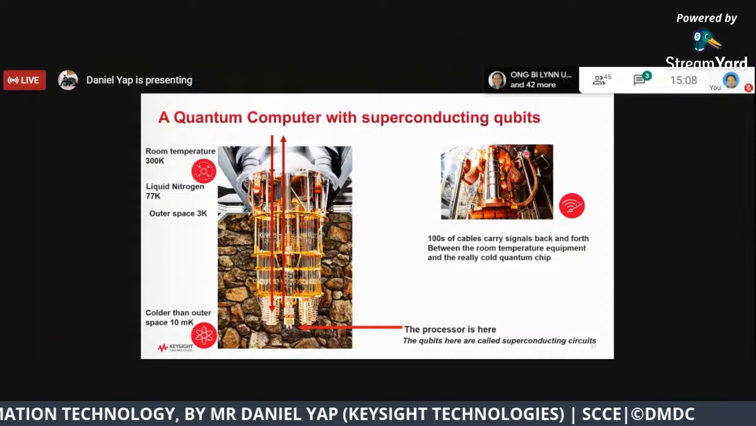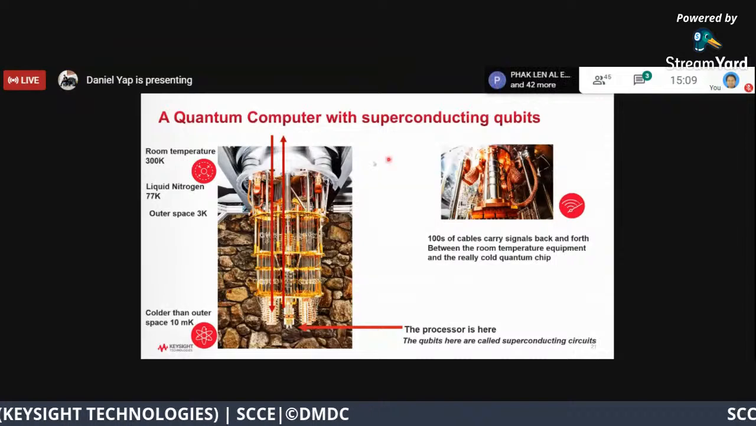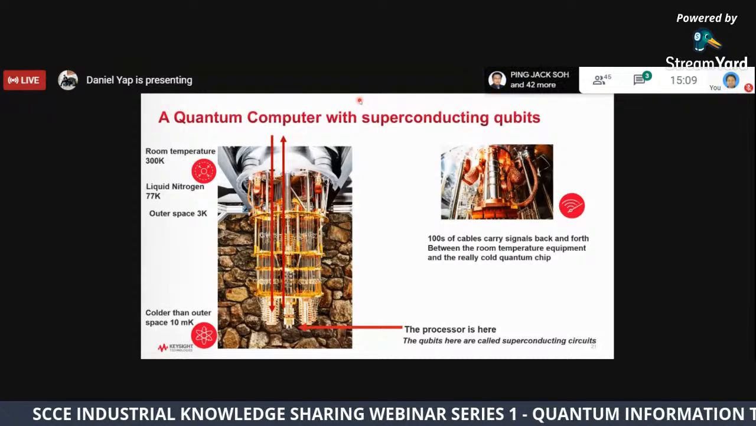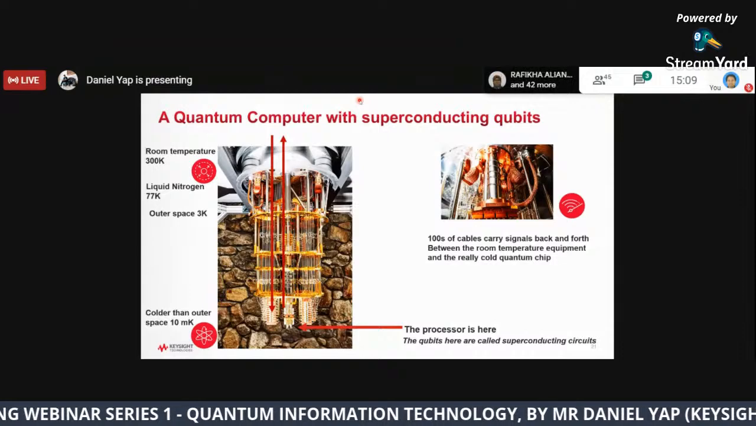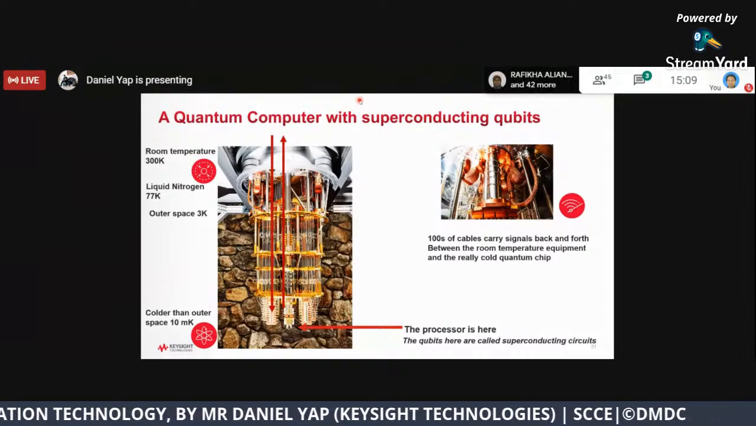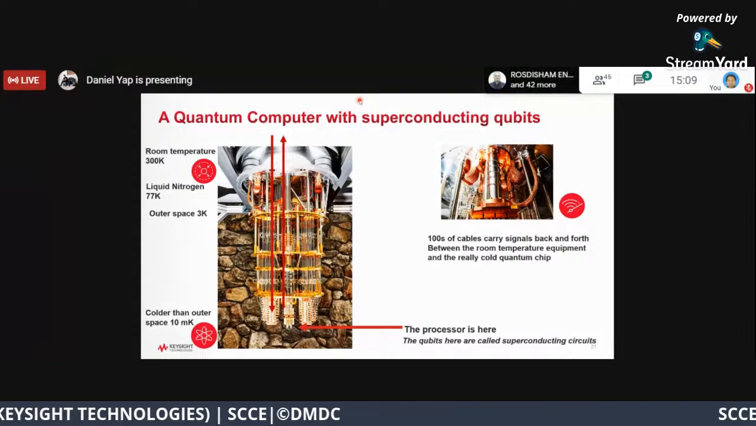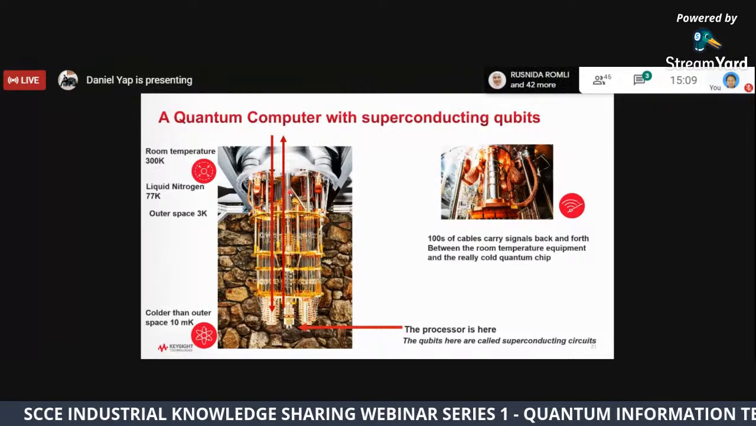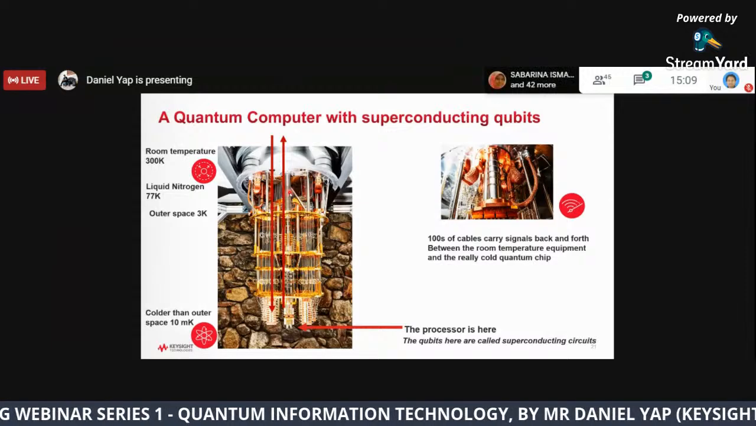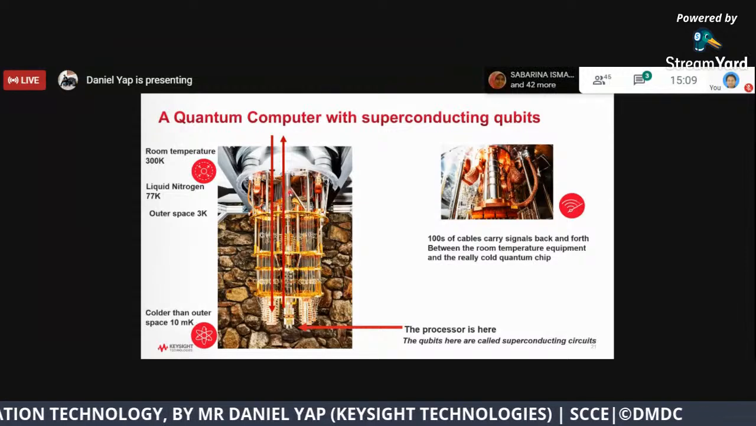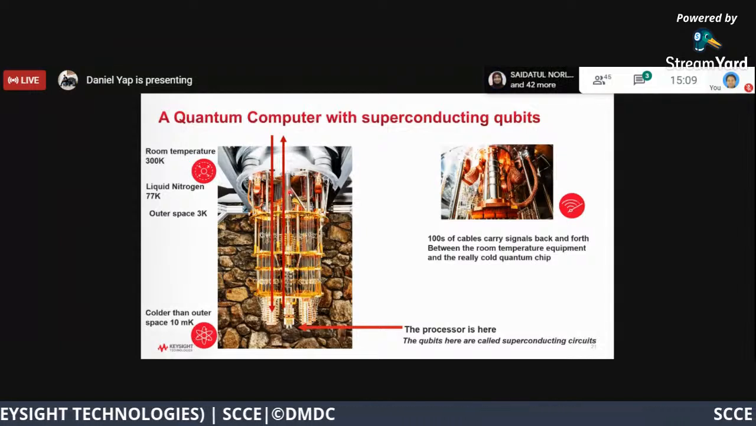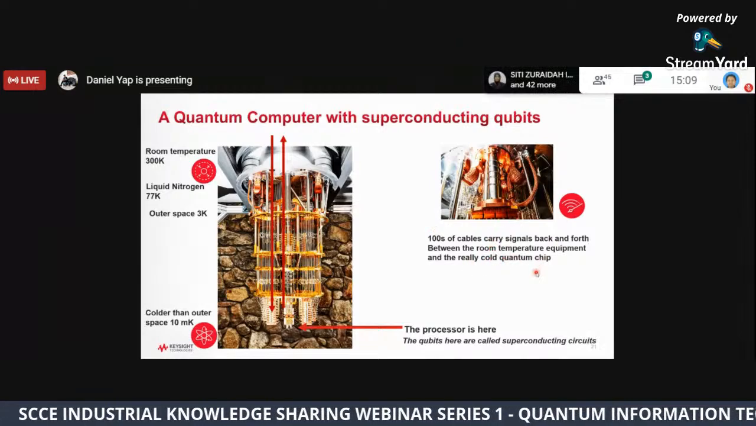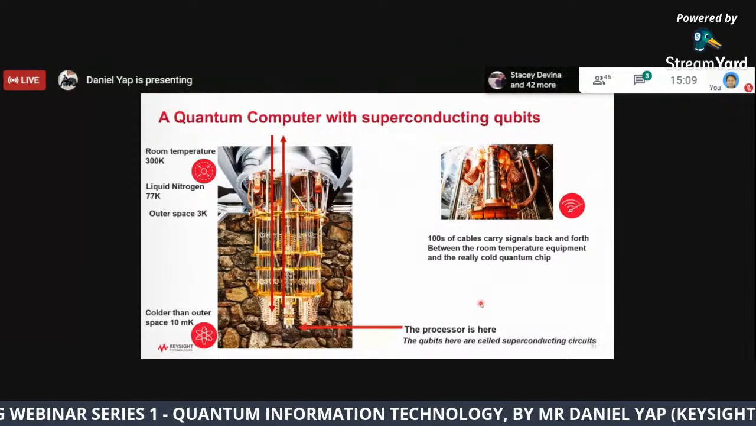Before I go to this slide, this image I spent time on. Again, this is just a fridge. Outside here, remember the earlier image, there are signal generators located outside the fridge. They send signals all the time, 10,000 or 20,000 times very fast. The readout signals will be amplified and carried out for digital analysis. This data will be digitized. Each qubit is connected to different control lines for readout. Again, there will be hundreds of cables carrying signals back and forth between room temperature equipment and the really cold quantum chip.